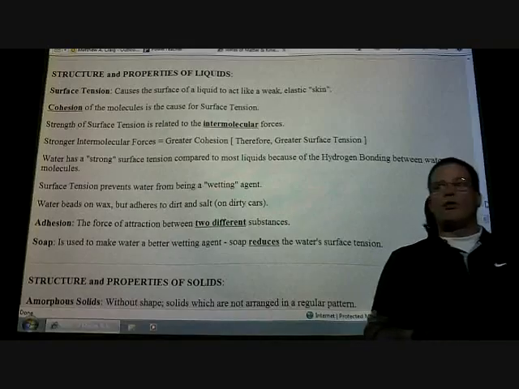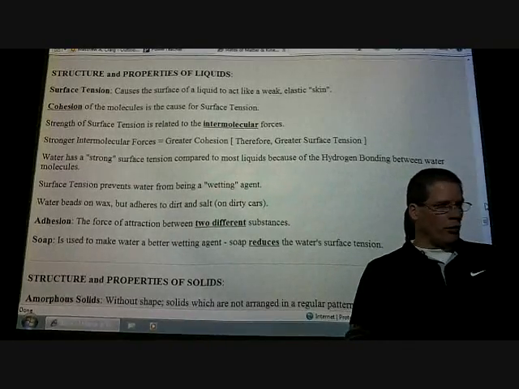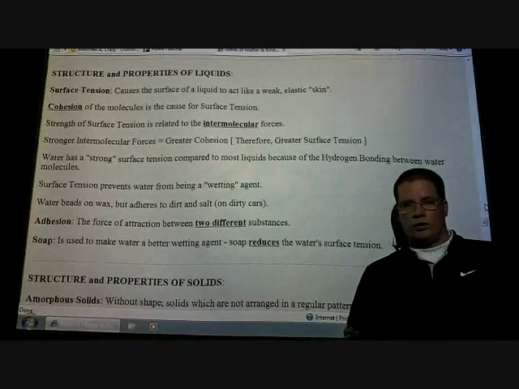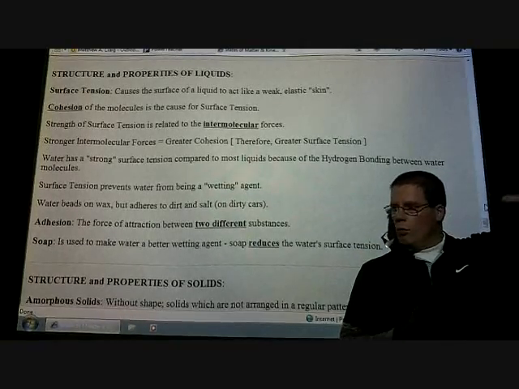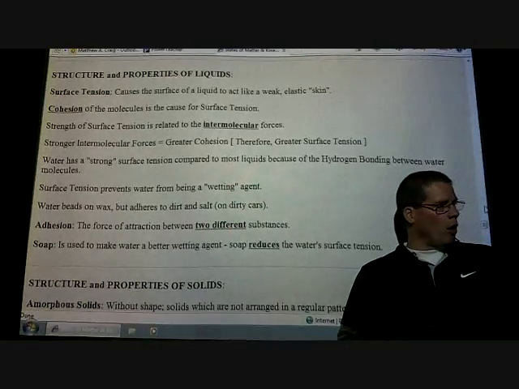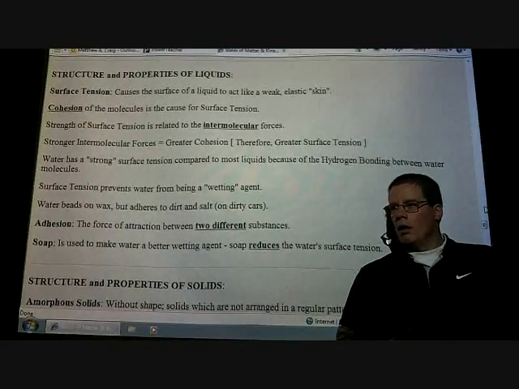Surface tension is due to the intermolecular forces, or the bonds between the water molecules. If the bonds between the molecules were not strong, then that water bug wouldn't be able to walk on water. Is it possible for us to walk on water? No. Yeah, when it freezes.